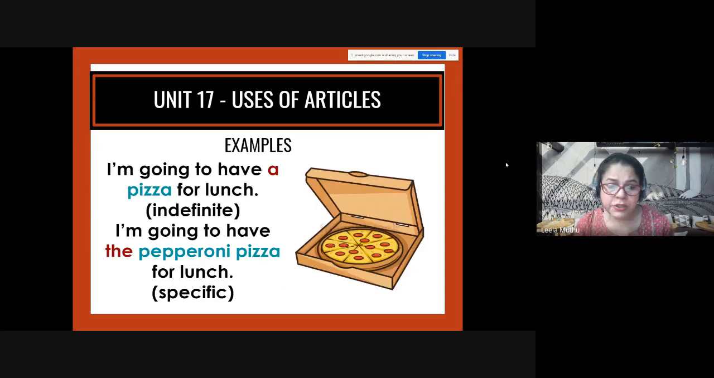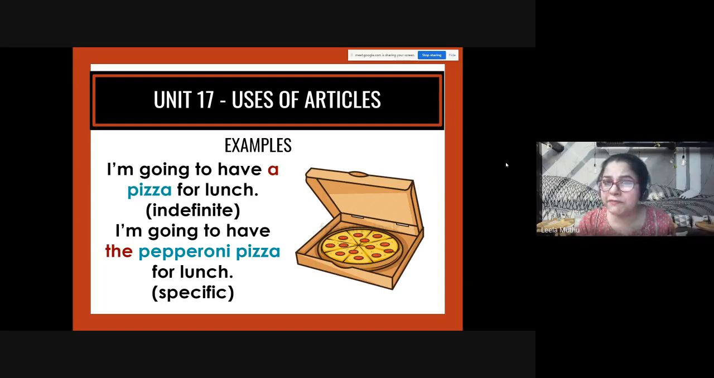Now I'm going to give you some examples to make it a little more clear. For example, I'm going to have a pizza for lunch. Now, you've not specified any type of pizza. It's just a pizza. It can be anything. It can be the margarita, it can be a plain cheese pizza, it can be a pure vegetable pizza with pineapple on it, or it can be a non-veg pizza like chicken pizza with cheese and pepperoni. So here in the second sentence, I'm specifying it. I'm going to have, you know what, the pepperoni pizza I was telling you about, the pepperoni pizza.